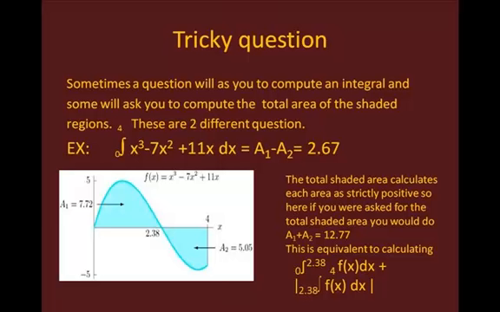Instead, you would have to break it up into two integrals exactly where it crosses over the x-axis. So you can see that on the bottom right hand side, I've broken it up into two integrals. So we go from 0 to 2.38, because that's where it crosses over the x-axis, and then from 2.38 to 4, which is our other endpoint. And whichever piece is below, you're going to calculate in absolute values so that it gets counted as positive. So this is the same as adding the two areas together, so 7.72 plus 5.05. So the total shaded area would be 12.77.